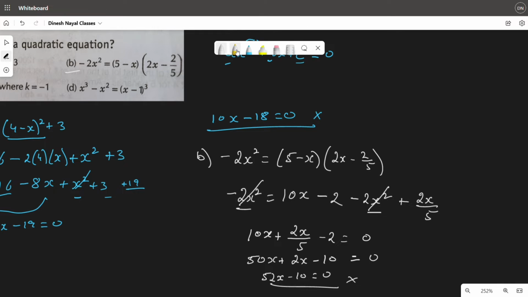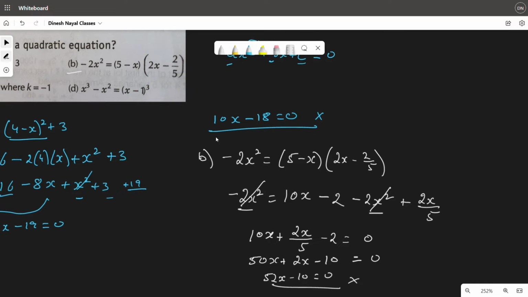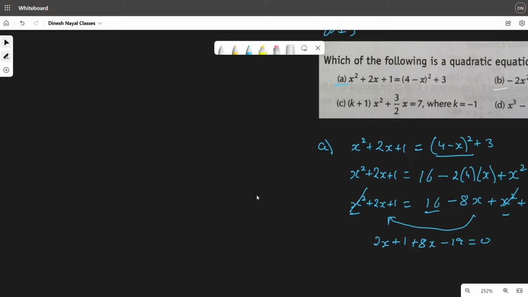Now checking the c part. C is k plus 1 x square plus 3 by 2x equals 7, where k is minus 1.